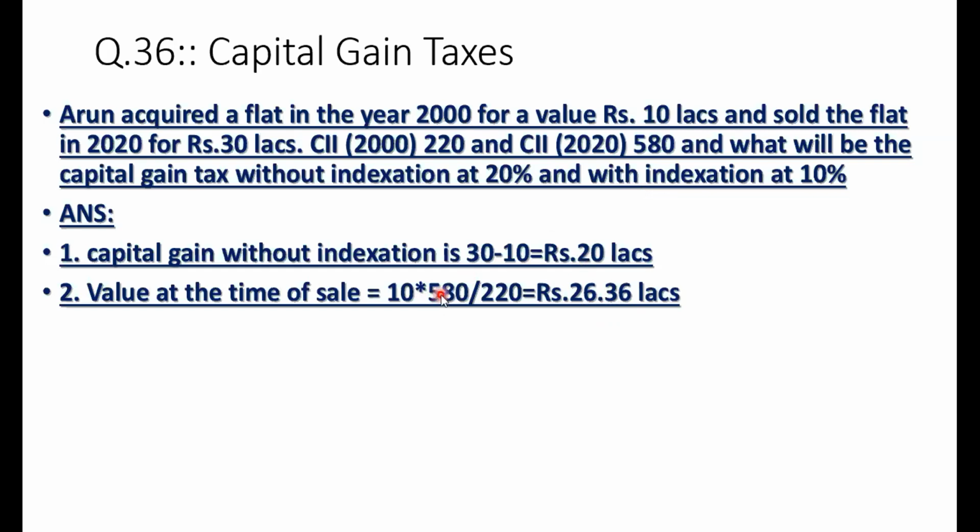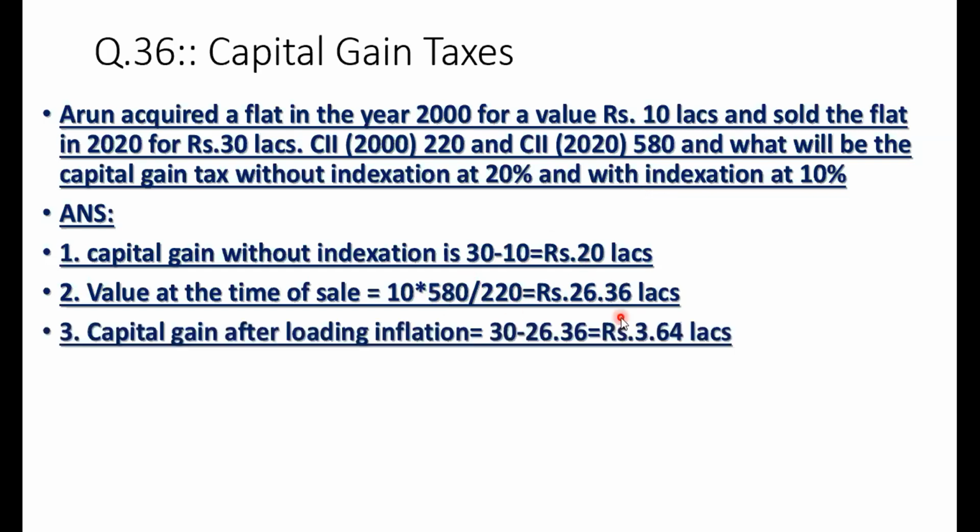The highest index at the top, divided by 220, because that's the correct way. Now you tell me what the capital gain is after indexation. He has sold it for 30 lakhs, and this is the real value. So he has gained only 3.64 lakhs. This is the capital gain, and on that you pay 10%.